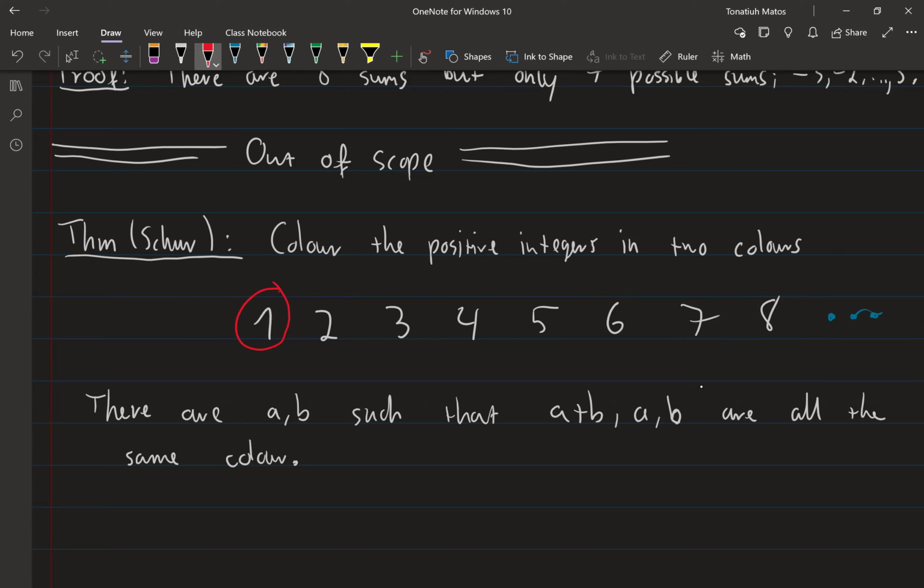Okay, let's say 1 is red because the colors don't matter. 1 plus 1 is 2, so I should make 2 a different color. Now 1 plus 2 doesn't matter. 2 plus 2 is 4, and I don't want that to be a solution, so 4, same reason, 8 should be a different color. Those should alternate. Let's see. 1 plus 4 is 5, so that shouldn't be red, otherwise I have a solution. I think I'm about to prove this actually. 2 and 5 is 7.